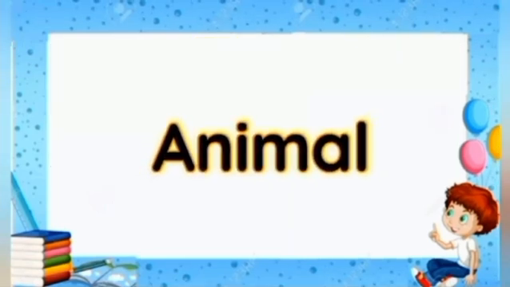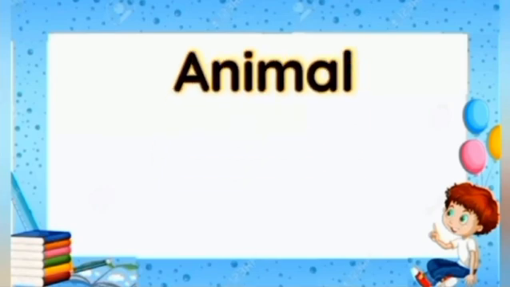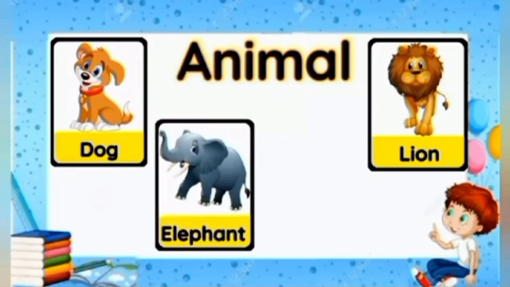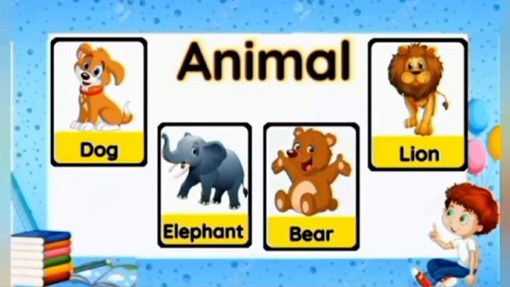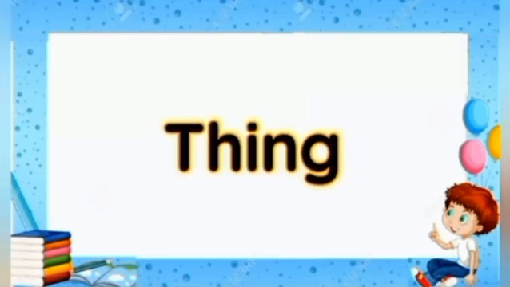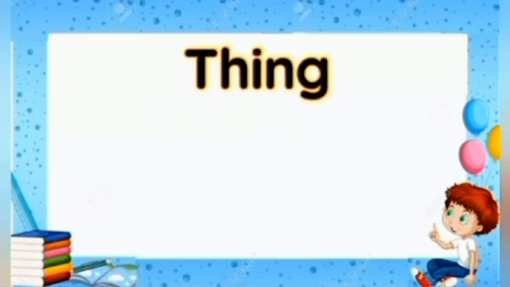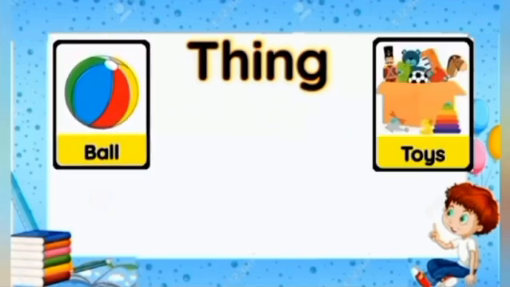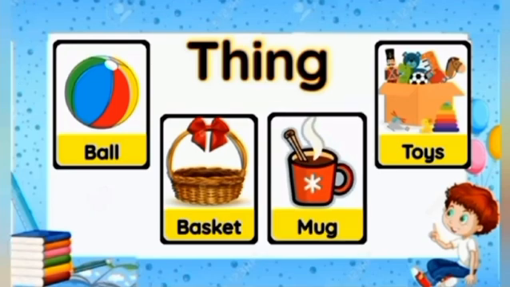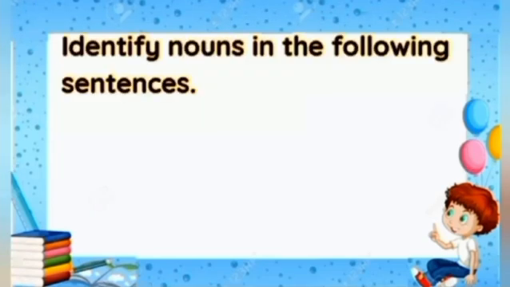Animals also have names, such as dog, lion, elephant, bear, and many more. Likewise, everything that we see around us has a name too. For example, ball, toys, basket, mug, etc. Everything around us has a name.